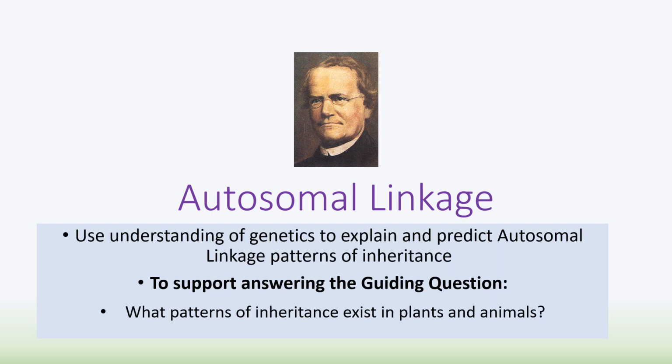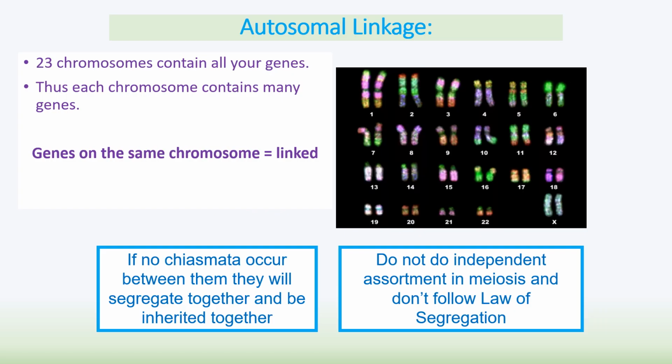This, however, doesn't follow when we do autosomal linkage. This is genes that are linked, but in the 22 pairs of chromosomes that are not the sex chromosomes. 23 pairs of chromosomes contain your genes, and the chromosomes contain many genes. Genes on the same chromosome are called linked, and therefore if you're looking at two genes on the same chromosome, there is an increased chance they'll be inherited together. And if there's no crossing over through chiasmata, they will separate together, and they don't do independent assortment in meiosis, so they don't follow the law of independent assortment.